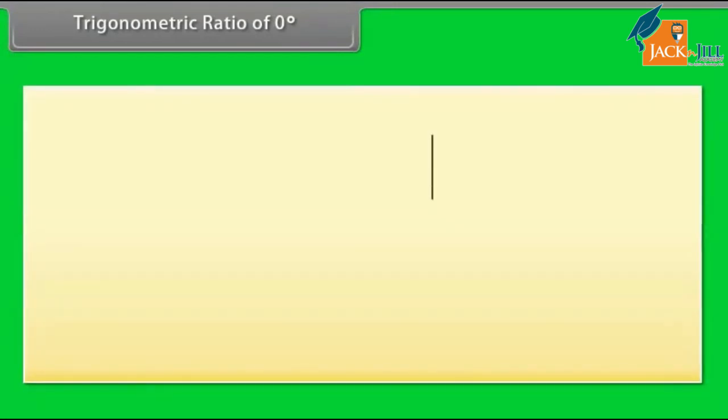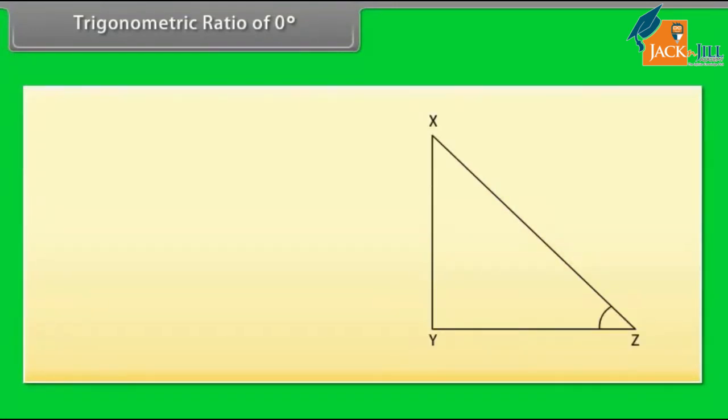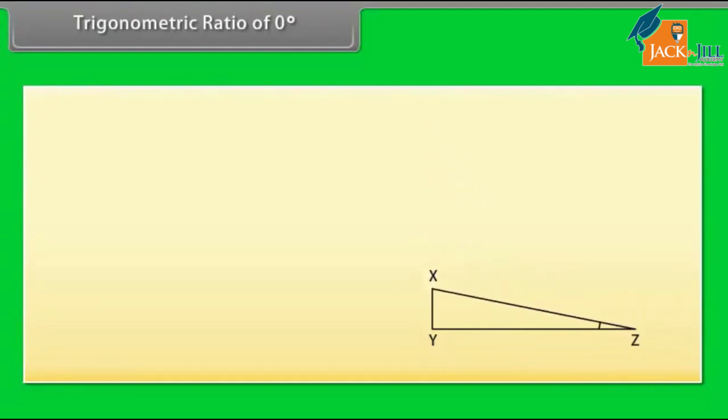Trigonometric ratio of 0 degree. Consider the right-angled triangle XYZ. Reduce the measure of angle Z slowly. You can see that XZ rotates left and becomes flatter. When the measure of angle Z is reduced to 0 degree, XZ merges with YZ and the length of XY is 0. Let us understand what happens to the values of trigonometric ratios.